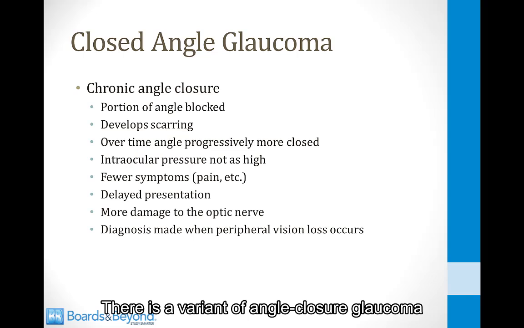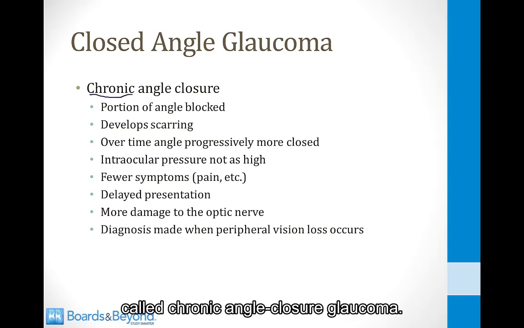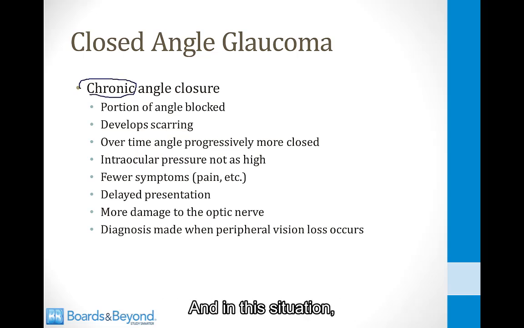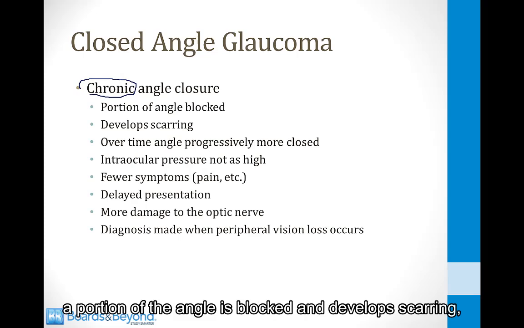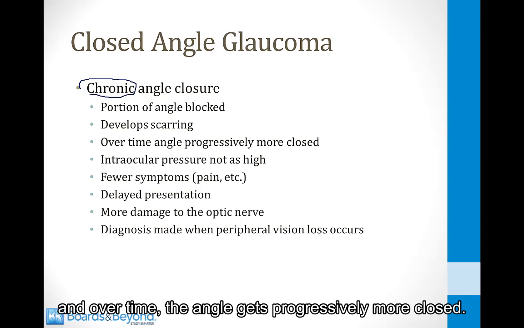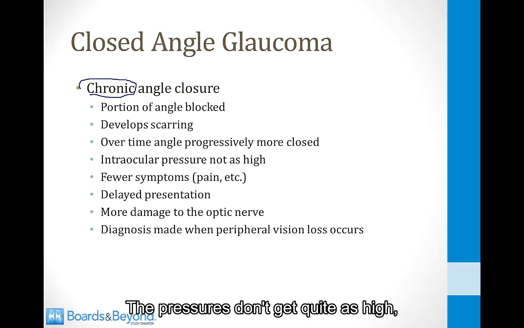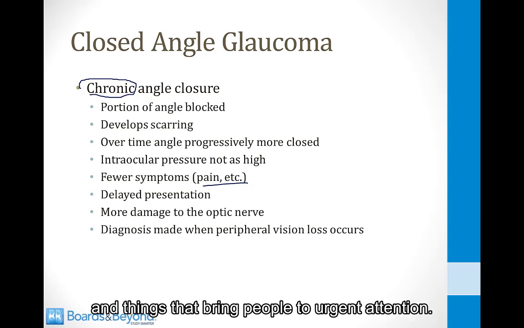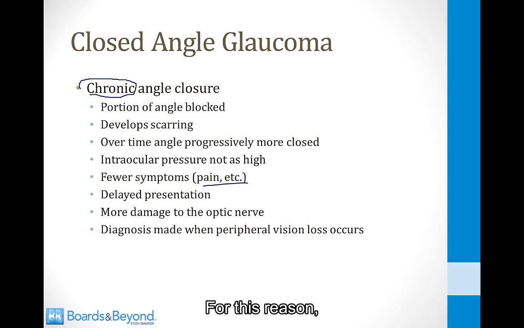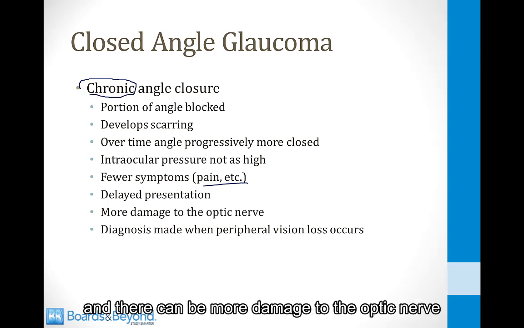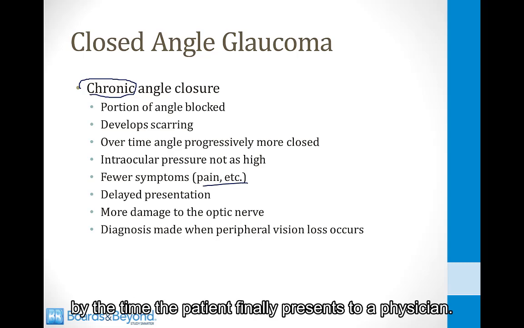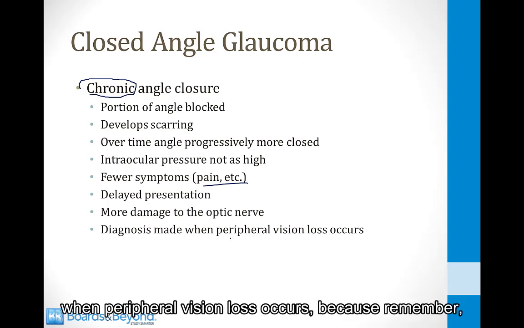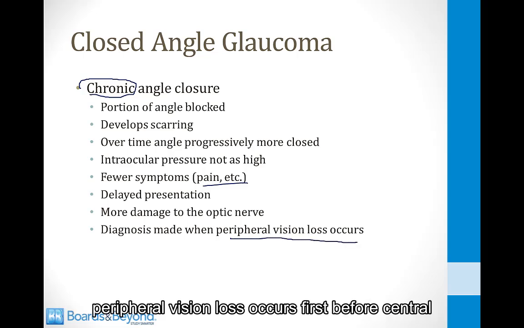There is a variant of angle closure glaucoma called chronic angle closure glaucoma, and in this situation a portion of the angle is blocked and develops scarring, and over time the angle gets progressively more closed. The pressures don't get quite as high, so there are fewer of those symptoms like pain that bring people to urgent attention. For this reason, they can have a delayed presentation, and there can be more damage to the optic nerve by the time the patient finally presents to a physician. And the diagnosis is often made when peripheral vision loss occurs, because remember, peripheral vision loss occurs first before central vision loss in patients with glaucoma.